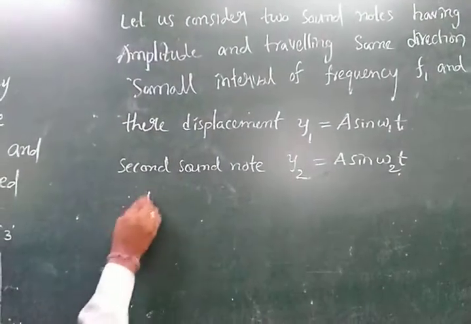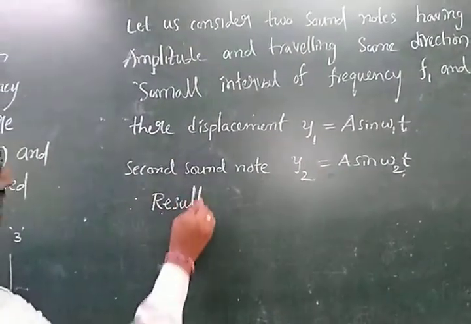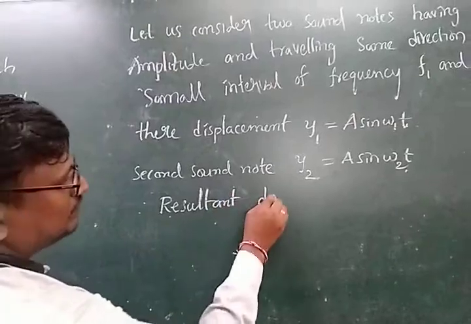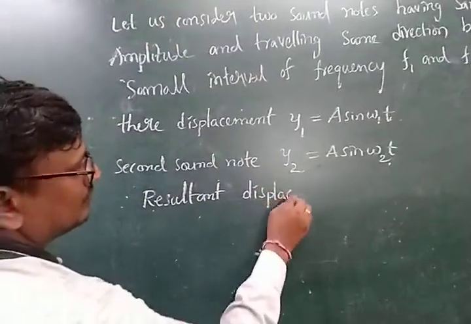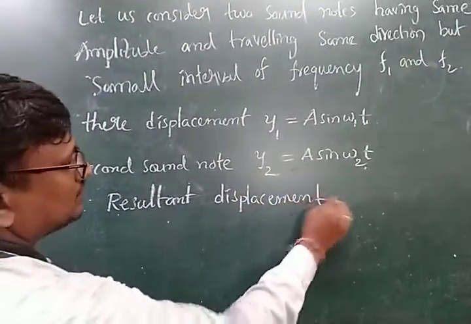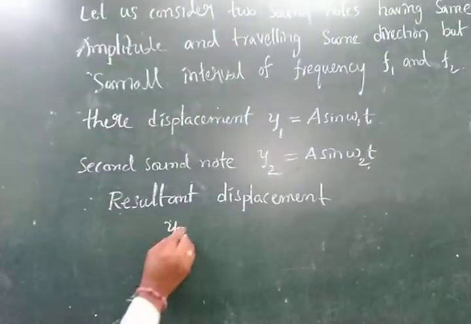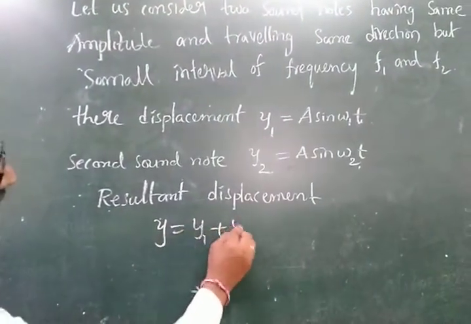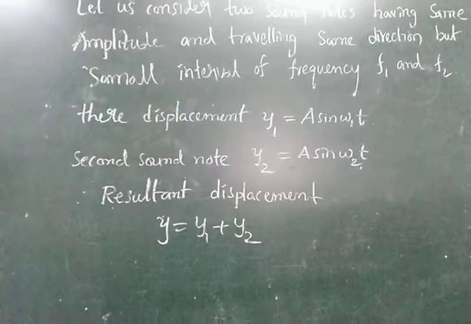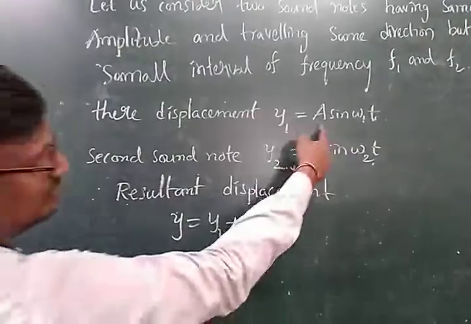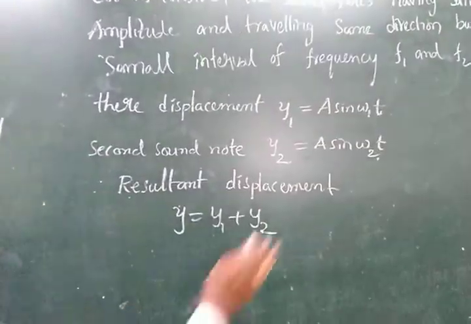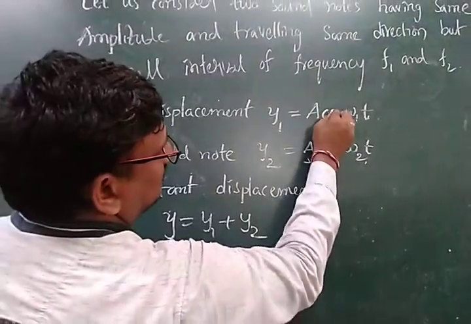Therefore, the resultant displacement y is equal to y1 plus y2. Now you can write here y1. Sorry, this is not sine, it is cos.